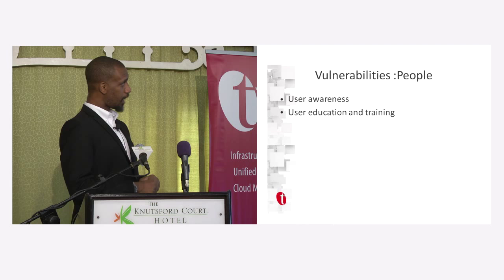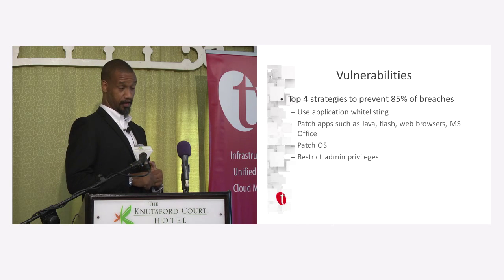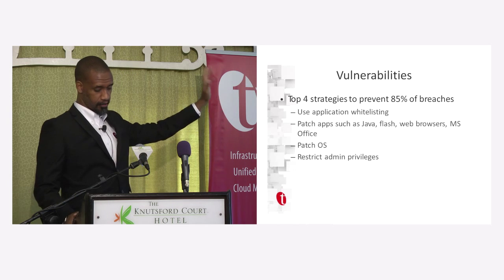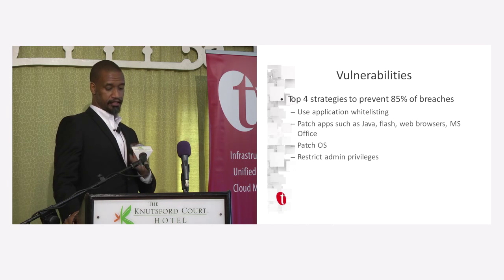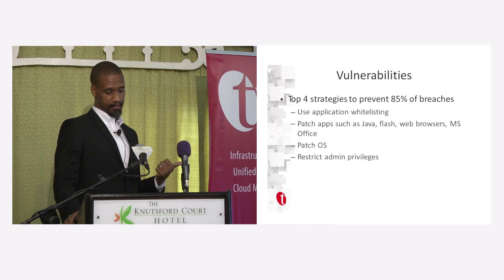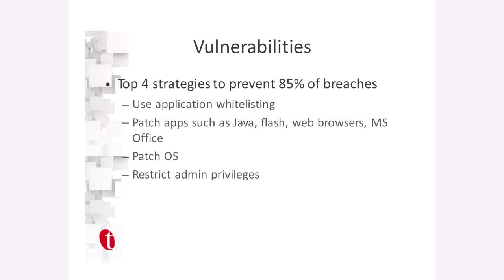The top 4 strategies to prevent 85% of all breaches, so the number that we presented before on previous slides, these are the top 4 things that we can do to prevent those things from happening. Again, I spoke about application whitelisting, which works in tandem with system hardening. So you just create a list of all, your business. You know what you should have in your business. You know what you need to function. Only have those applications approved and installed on your systems.